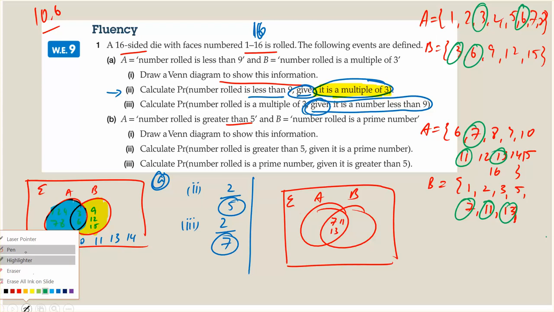And then in B we've got 1, 2, 3, 5. Okay, we've got 1, we've got 2, we've got 3, we don't have 4. We have 5, we have 6, 7, 8, 9, 10, 11, 12, 13, 14, 15, 16. Okay, so we're just missing a 4.